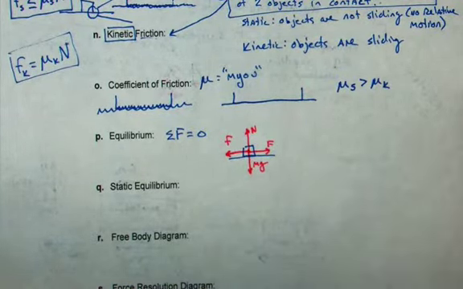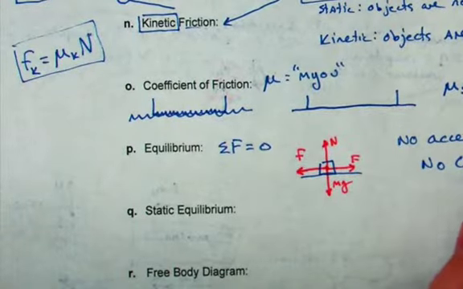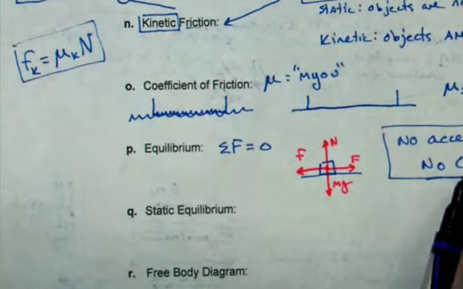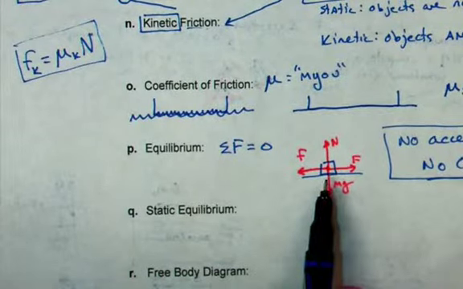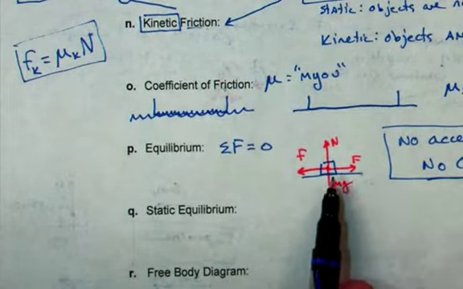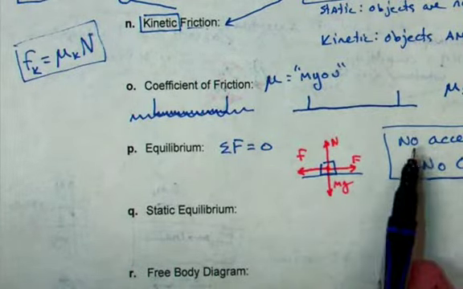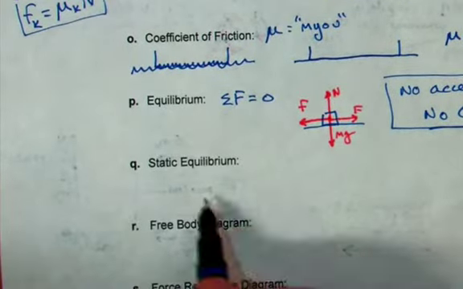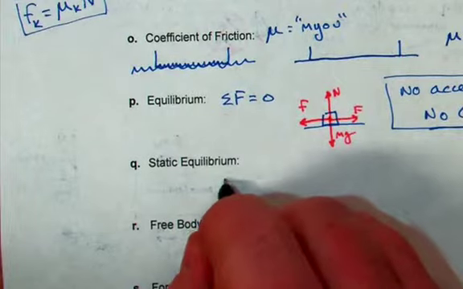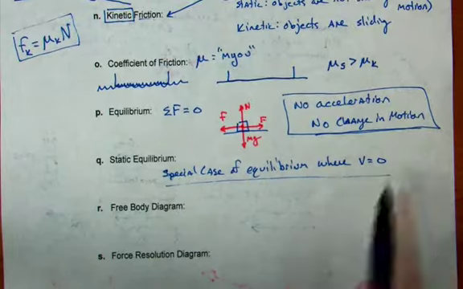And all that means, if you think about it, is if there's no net force acting on it, there will be no acceleration, which means no change in motion. Biggest misconception people make is they think that means it's not moving. That's not true. This box may very well be sliding along, but it's definitely sliding along at a constant speed. It won't speed up, slow down, or turn because there is no acceleration due to the fact that there's no net force. Static equilibrium is just the special case of equilibrium when the object is at rest. That's all it is. No big deal.